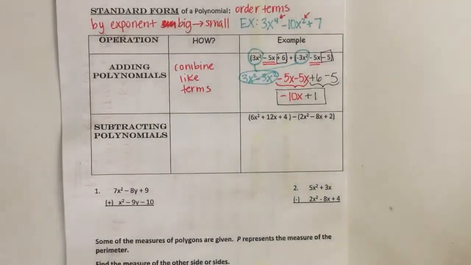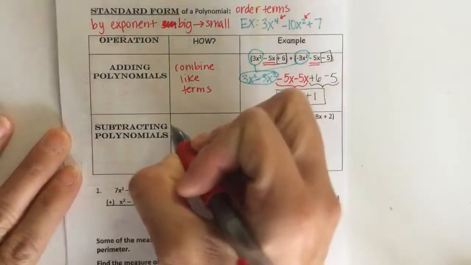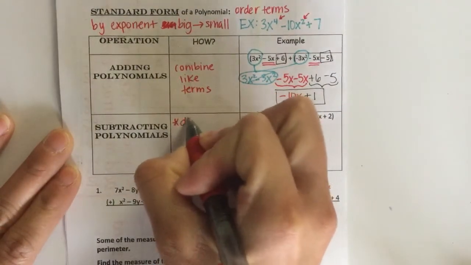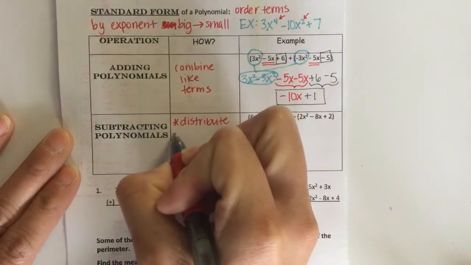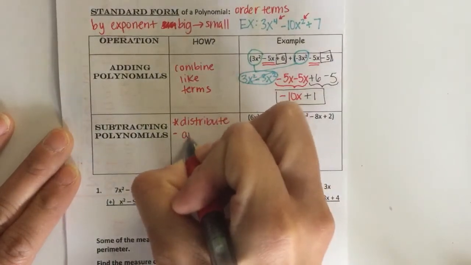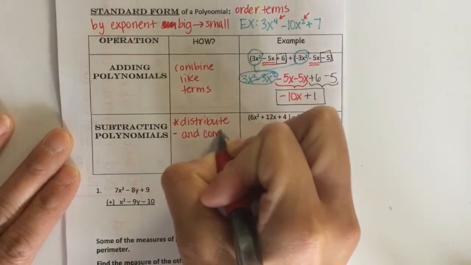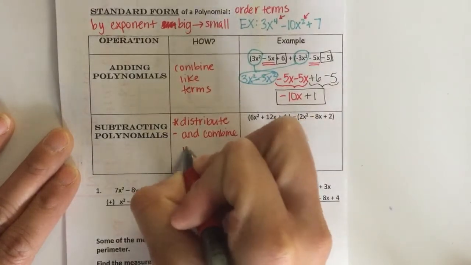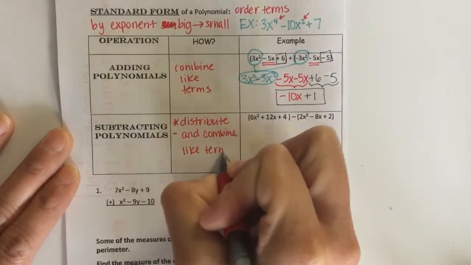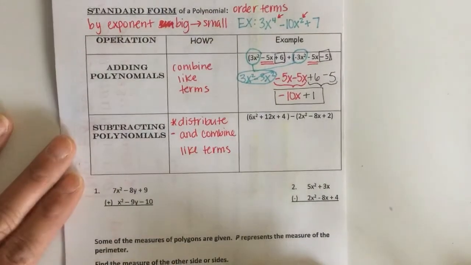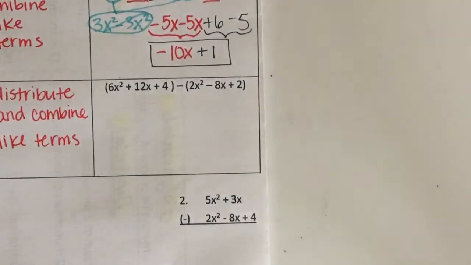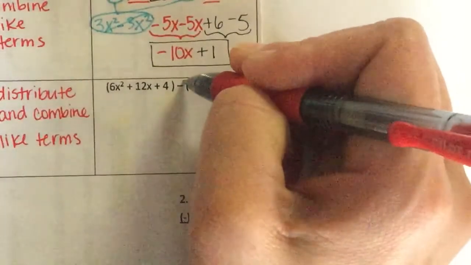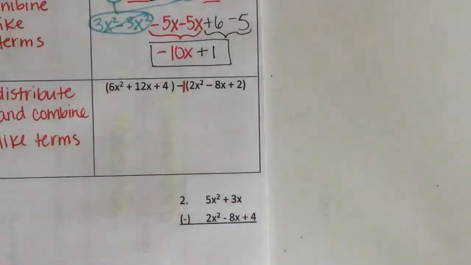Next, subtracting polynomials. When you subtract polynomials, you need to distribute and combine like terms. So, distribute the negative and combine like terms. So in this problem, you have 6x squared plus 12x plus 4 minus, so there's really a negative 1 right here. You just don't see it.